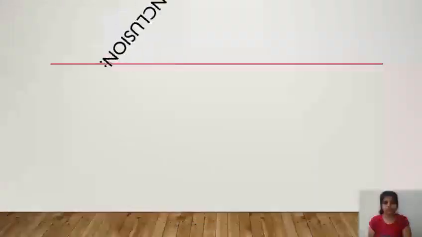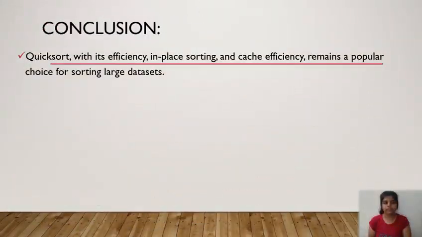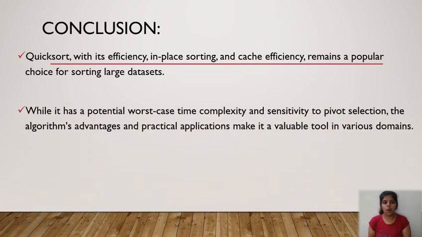The conclusion. Quicksort, with its efficiency, in-place sorting and cache efficiency, remains a popular choice for sorting large data sets. While it has a potential worst case time complexity and sensitivity to pivot selection, the algorithm's advantages and practical applications make it a valuable tool in various domains.